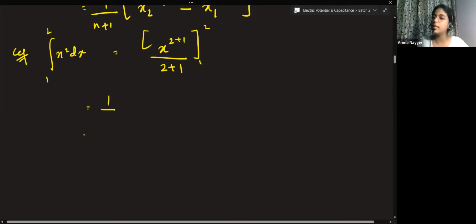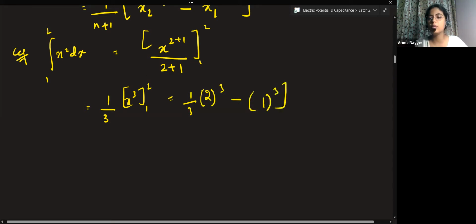That is 1 by 3 will come out. And I am left with x to the power 3 from limits 1 to 2. Now, as usual, I have to put the upper limit first along with the power of x. Means 2. What is the power of x? 3. So 2 cubed, minus the lower limit, whatever is the power of x, 1 cubed.